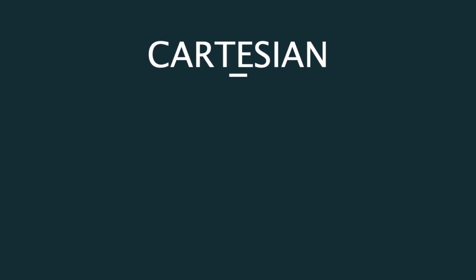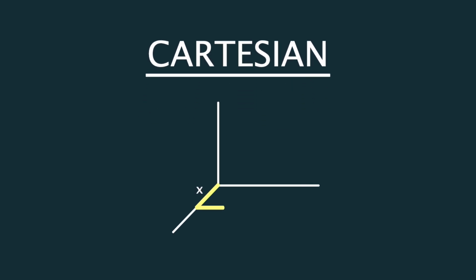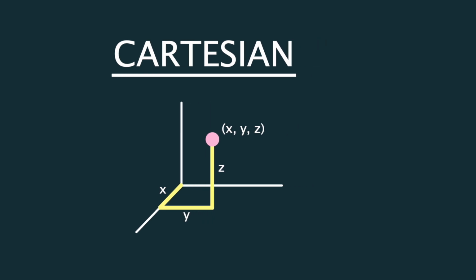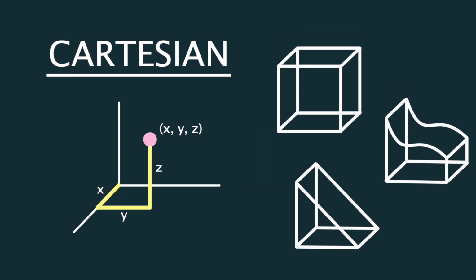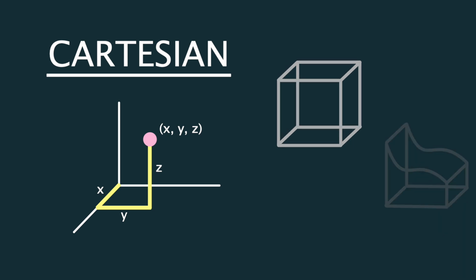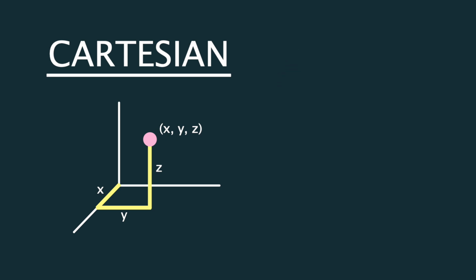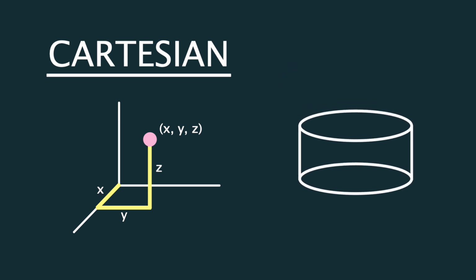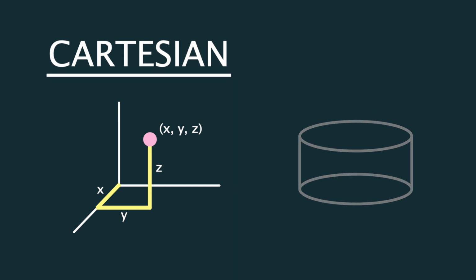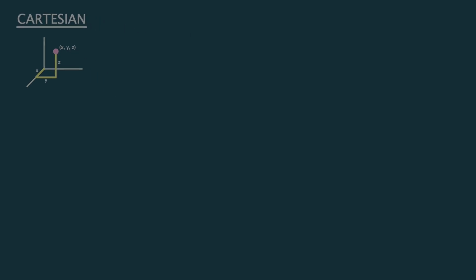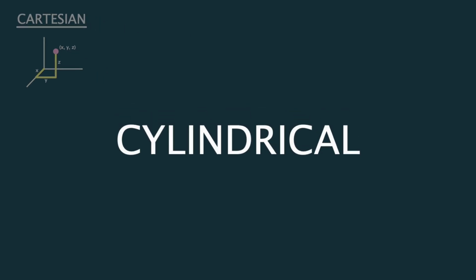So, to begin this system, let's refresh on how location is described in the Cartesian system. A point is represented by its x, y, and z Cartesian distances from the origin point. For many common shapes in 3 dimensions, this description of space works just fine, but for some shapes, it gets more complicated. For instance, cylinders.